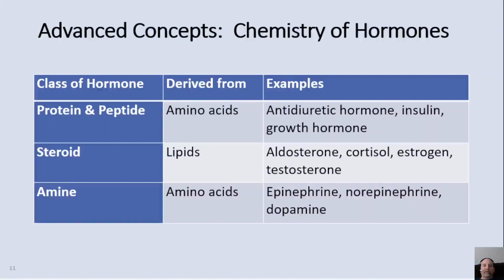Steroid hormones are derived from cholesterol, which is a lipid. The reproductive hormones estrogen and testosterone are steroid hormones, as are aldosterone and cortisol, which are secreted from the adrenal cortex.